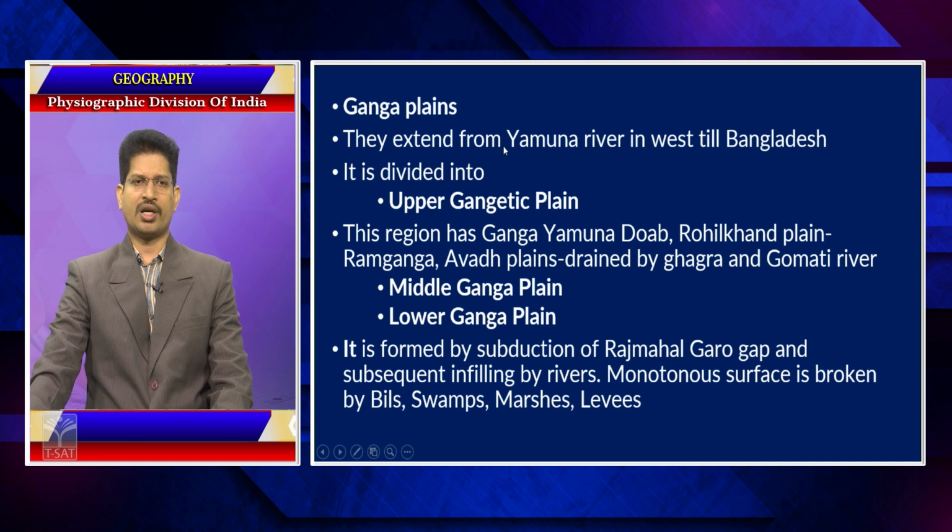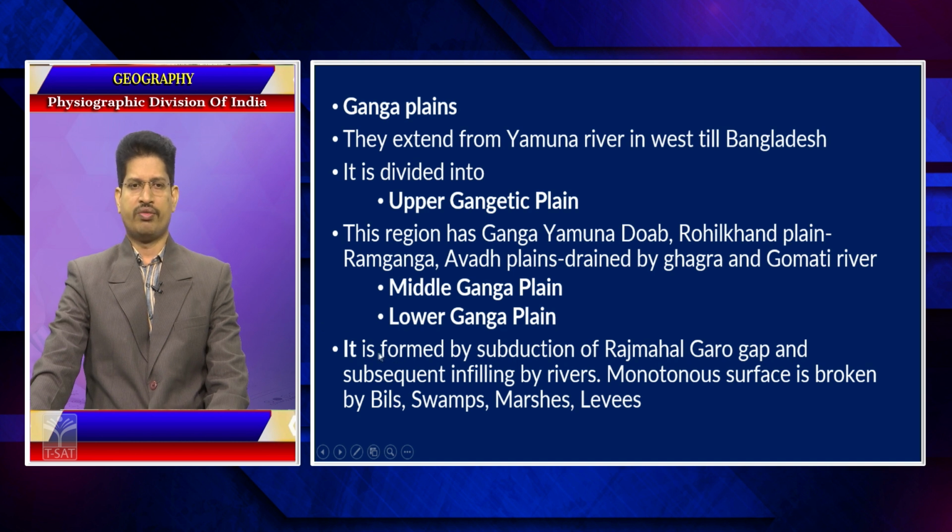Next is the Ganga plains. They extend from the Yamuna river in the west to Bangladesh. It is divided into the upper Ganga plains, the middle Ganga plains and the lower Ganga plains. This region has the Ganga-Yamuna Doab. A Doab is a region between two tributaries or rivers, resulting from the deposition of alluvium, and it is considered more fertile for agriculture.